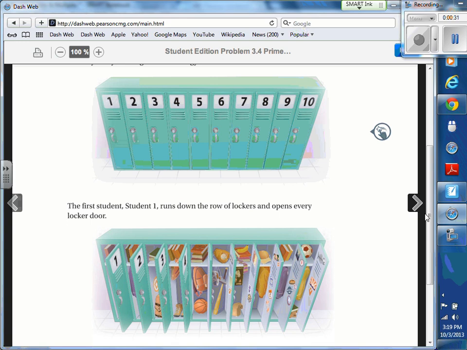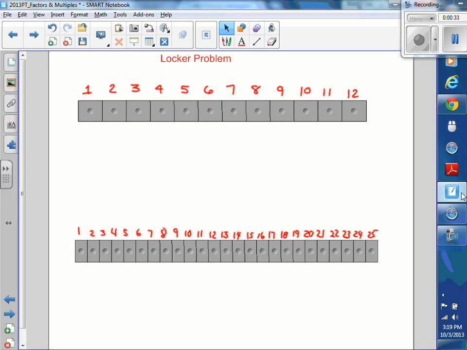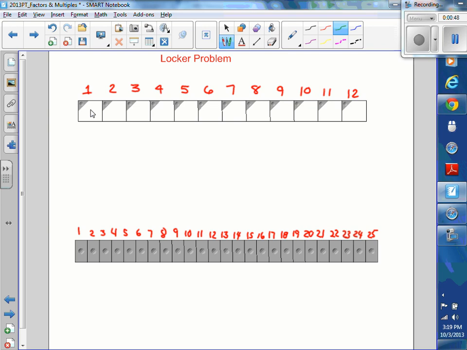Right. So if the locker was open, they would close it. If the locker is closed, they would open it. So the first person goes and opens every locker. And we're going to just do this with 12 lockers. Okay? So that means every locker has been touched one time. And I'm going to record how many times we touch each locker, because if you read the problem farther, they ask you about touching the locker. Okay, so I'm going to just record it.